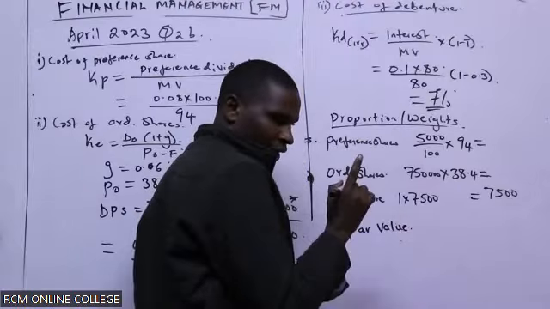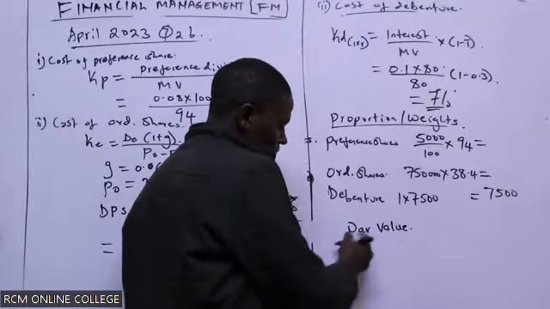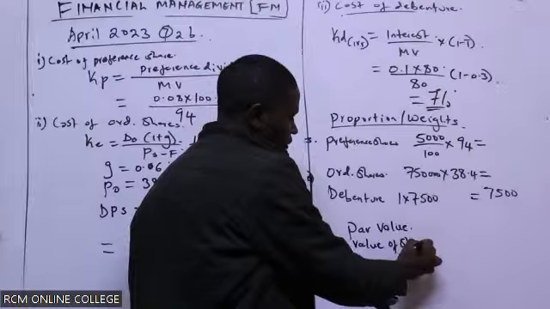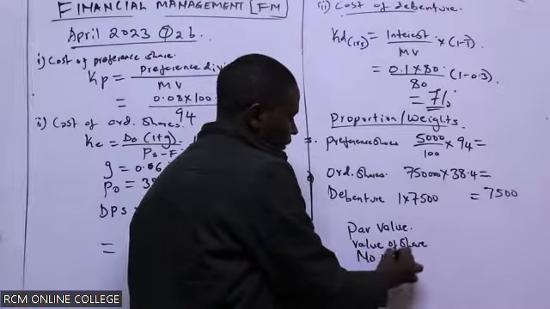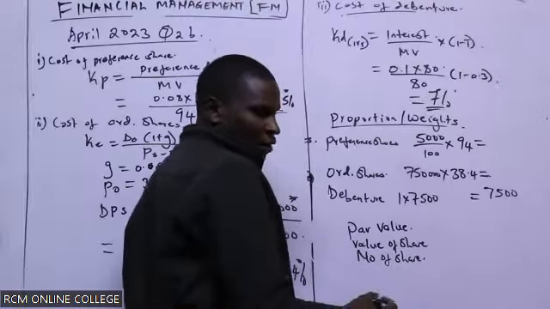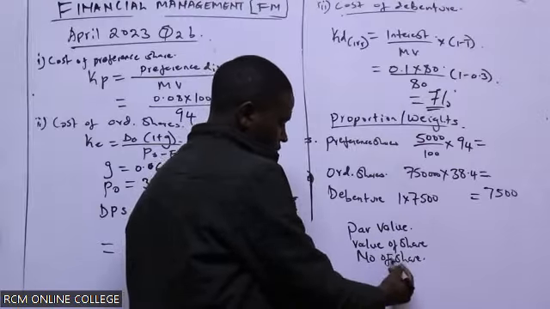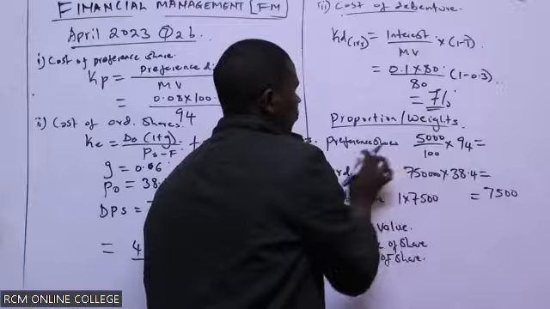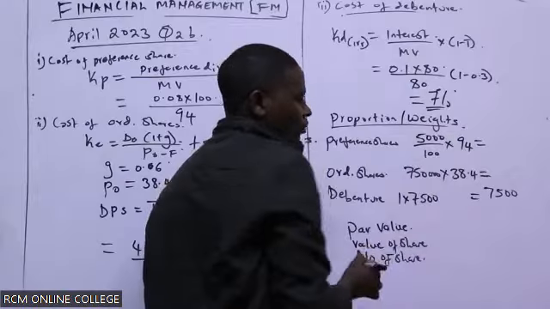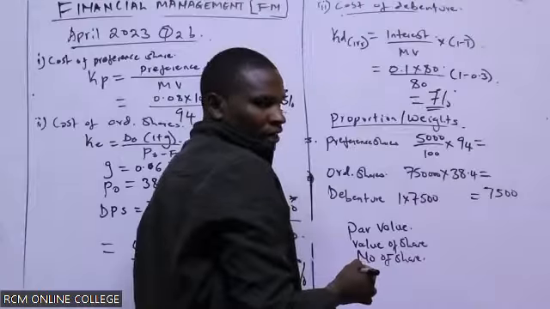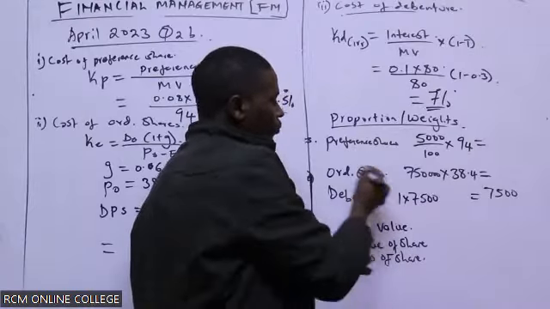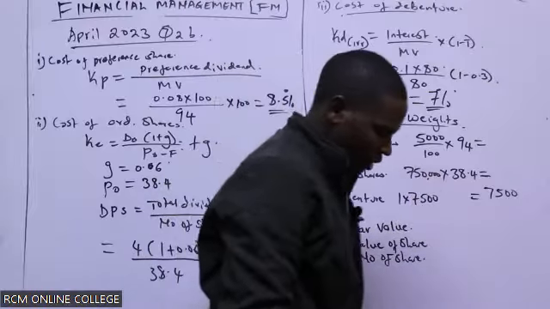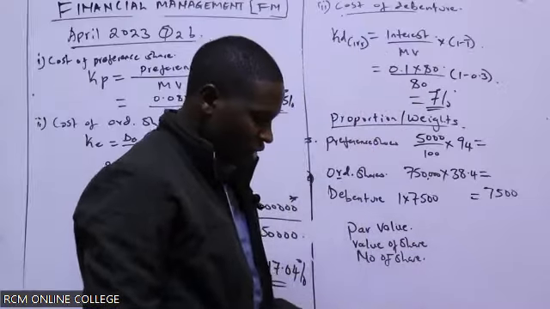Niliwaambia kuna hizi vitu tatu: kuna par value, kuna value of share, na kuna number of share. So the moment tumepewa number of share, hii ndio tunatafuta hapa. So preference share number zake zitakuwa this, divide by par, find number of share. Now, for the ordinary share, Immaculate, already we are given 750,000 as number of shares.